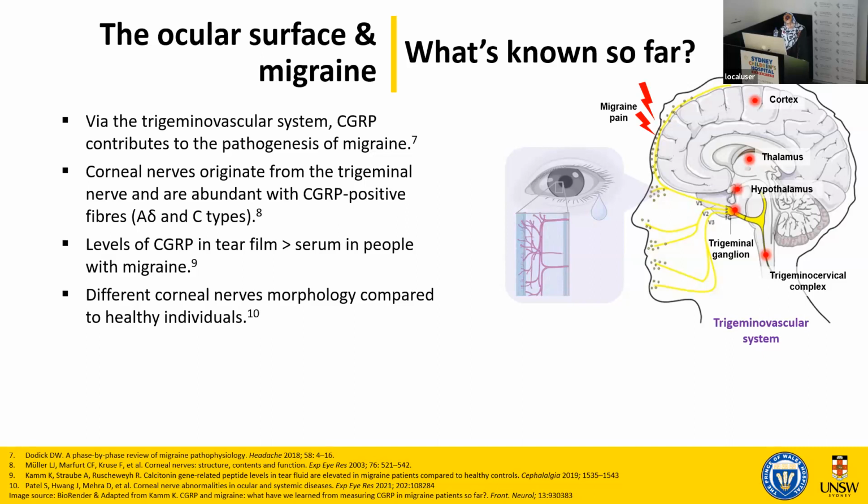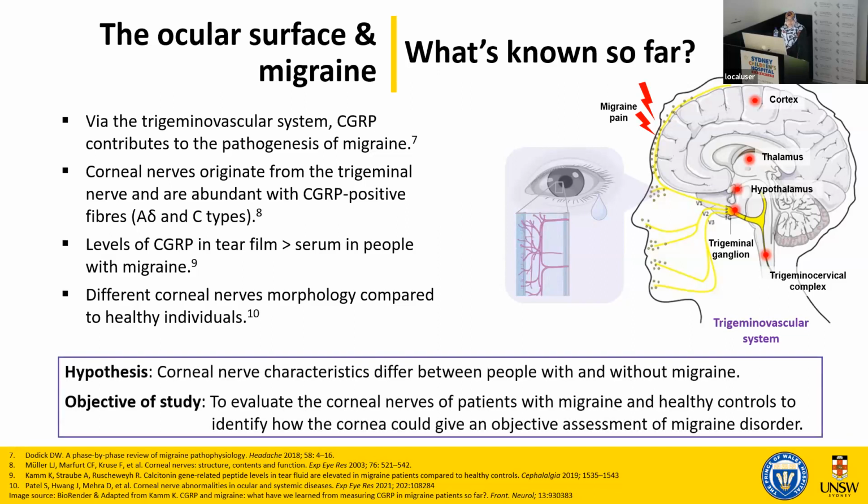There are also studies that found corneal nerve morphology in people with migraine is different. Based on these findings, it shows the potential for the corneal nerve to be a biomarker for migraine. So we hypothesized that corneal nerve characteristics are different in people with migraine. To test the hypothesis, we evaluated the corneal nerves of patients with and without migraine, to see how the cornea could give an objective assessment for migraine disorder.